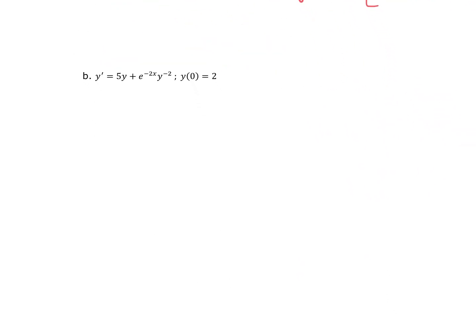Let's take a look at the second example here. First thing we're going to do is get it in the right form. Now this is y raised to the negative 2, so in other words, I'm going to multiply everything by y squared. So I'm going to have y squared y prime is equal to y to the 5 times y to the 3rd plus e raised to the negative 2x. And I'm going to bring 5y to the 3rd to the left-hand side. So I have y squared y prime minus 5y cubed is equal to e raised to the negative 2x.